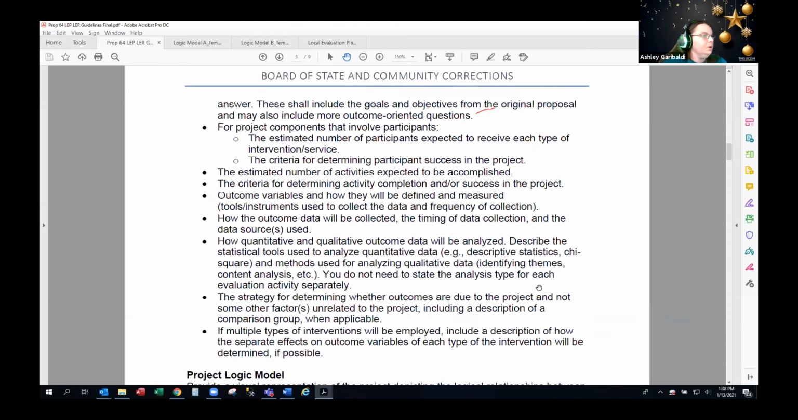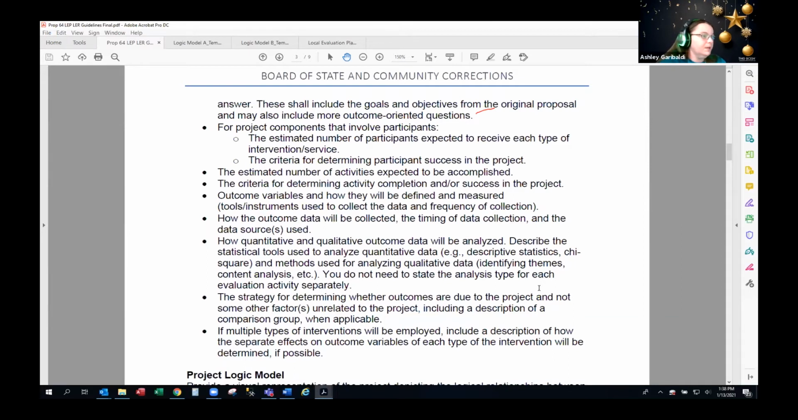So for project components that involve participants, we'd like to know the estimated number of participants expected to receive each type of intervention or service. The criteria for determining participant success in the project. Did they finish X amount of classes? They finished all their work. They participated in certain services, etc.